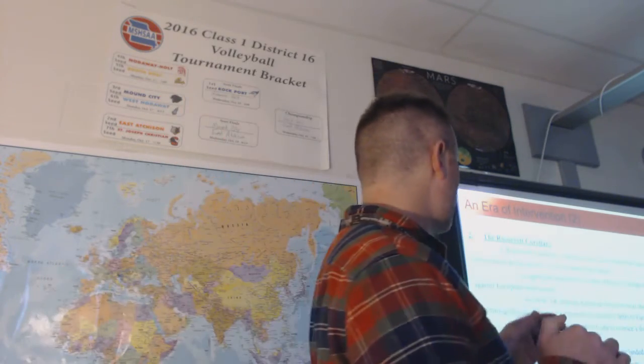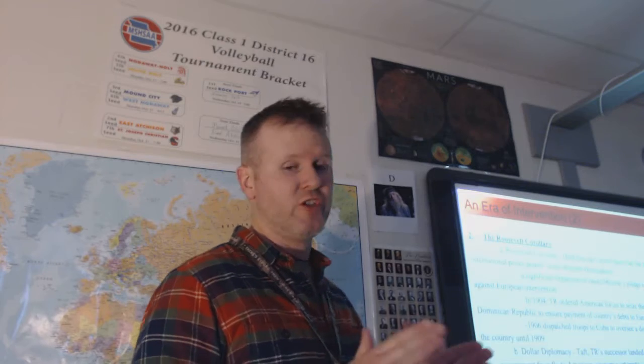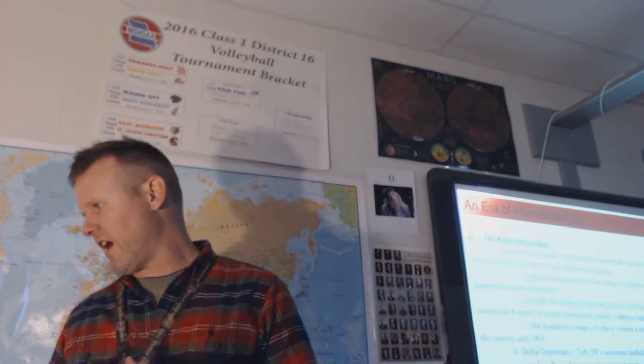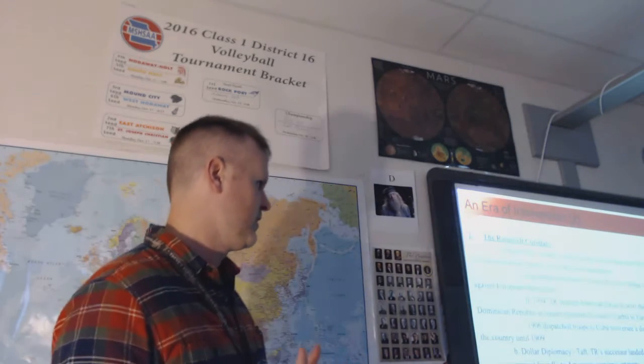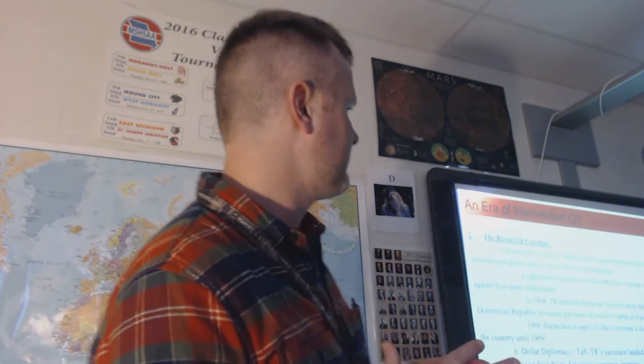Okay, era of intervention 2, the Roosevelt Corollary. Roosevelt held that the United States had the right to exercise an international police power in the Western Hemisphere. So initially, we're looking at just the Western Hemisphere. The significant expansion of James Monroe's pledge to defend the Western Hemisphere from European intervention.